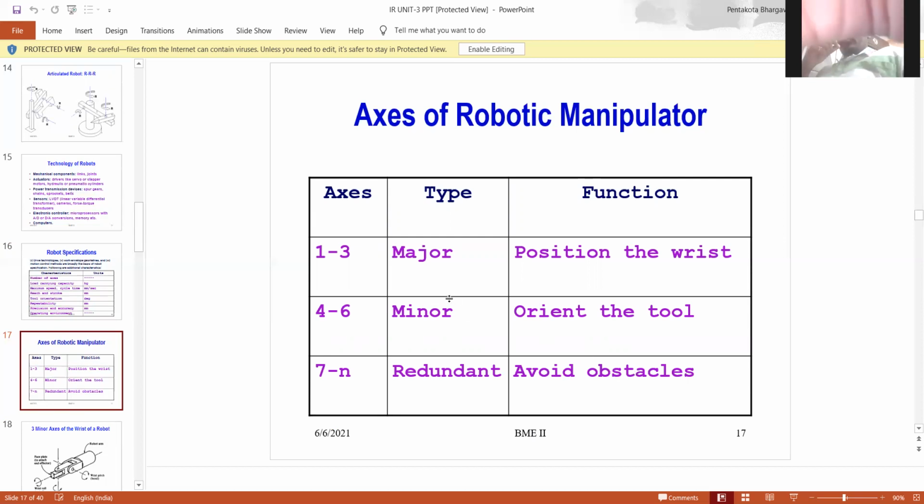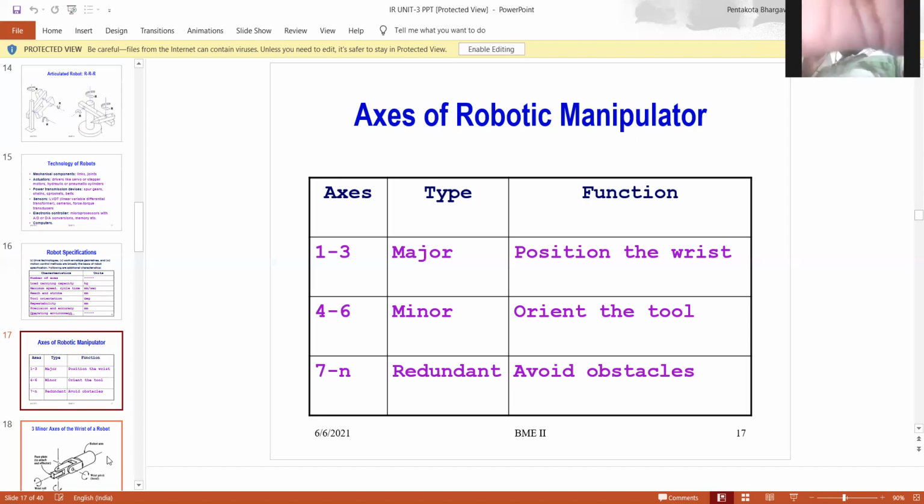In robotics, 7 to n means redundant axes, which avoid obstacles, as in automated guided vehicle (AGV) systems. Next, minor axes orient the tool, as in spray painting, coating, spot welding, or continuous arc welding. Next, positioning the wrist is what a pick and place robot does. So these are the three differences between the axes of a robotic manipulator.